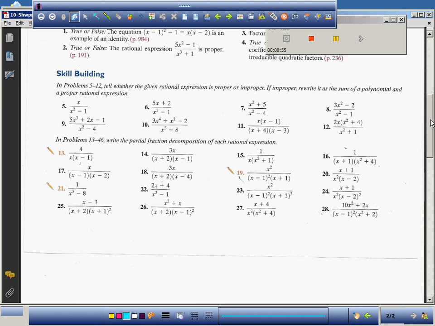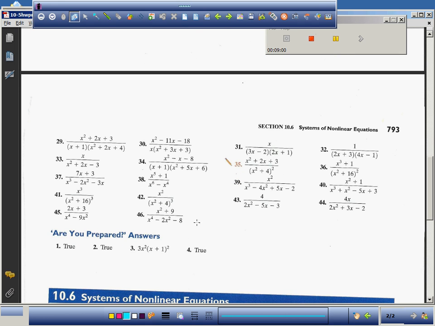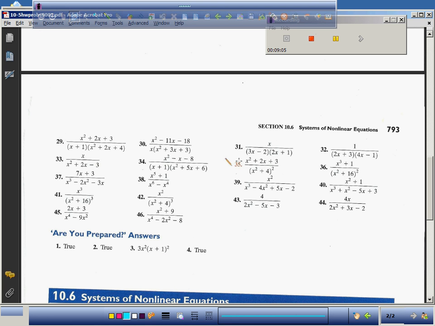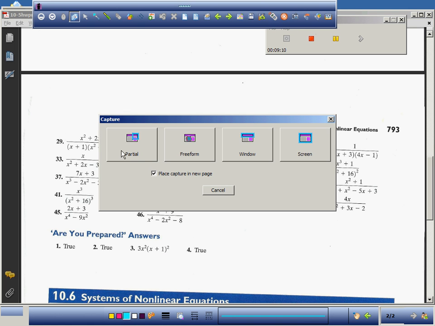So with 35, this is called a repeated quadratic factor, which is one of the ones I didn't really talk about in class because we ran out of time.